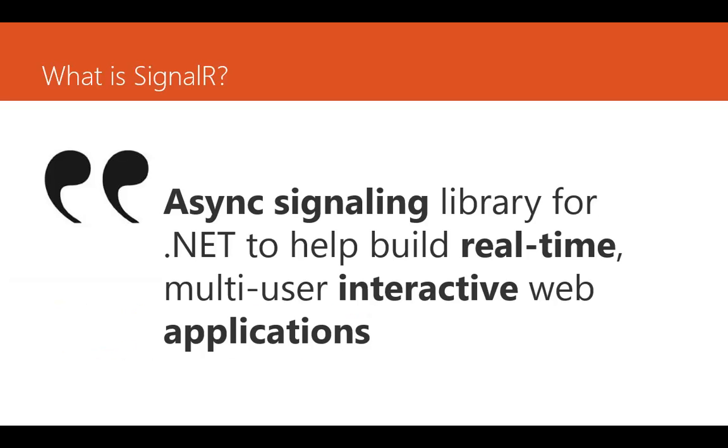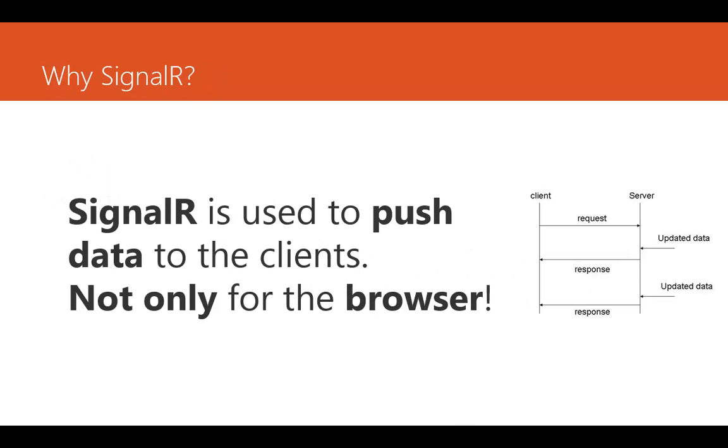But first off, what is SignalR? SignalR is an async signaling library for .NET to help build real-time multi-user interactive web applications. So this means that we can create real-time applications where we can send and receive data from a server to a client simultaneously, and everything is just awesome. And what I think is most awesome about SignalR is that it allows you to adapt to the programming model that you are used to. It's asynchronous, you can use tasks and you can work with it just like any other asynchronous operations in .NET.